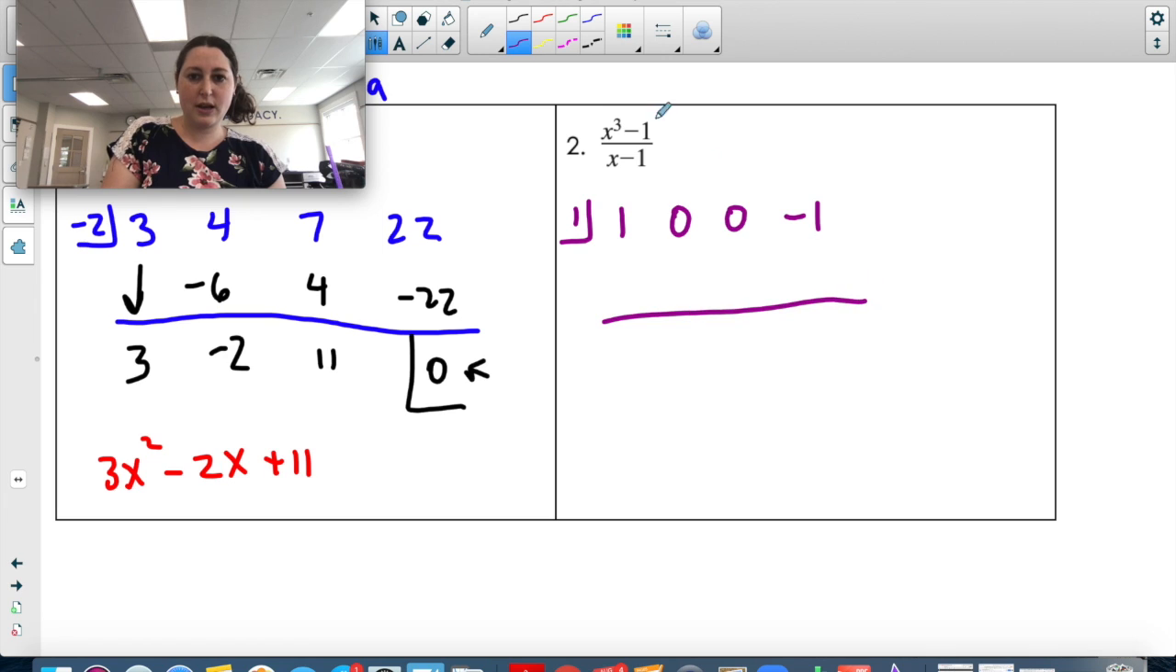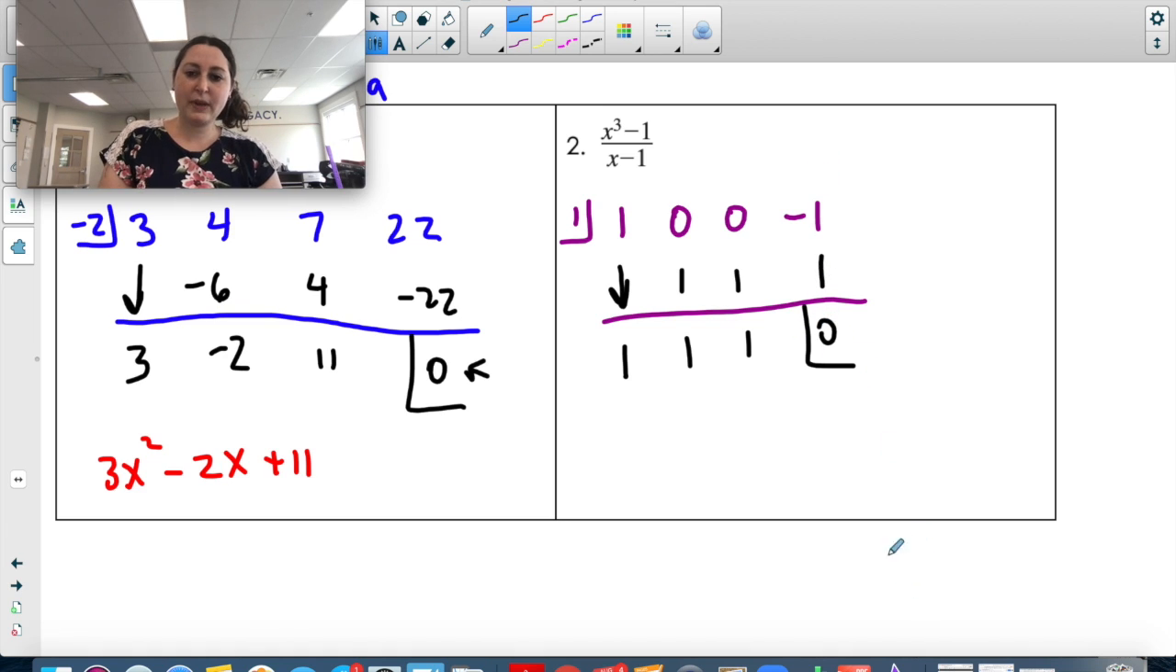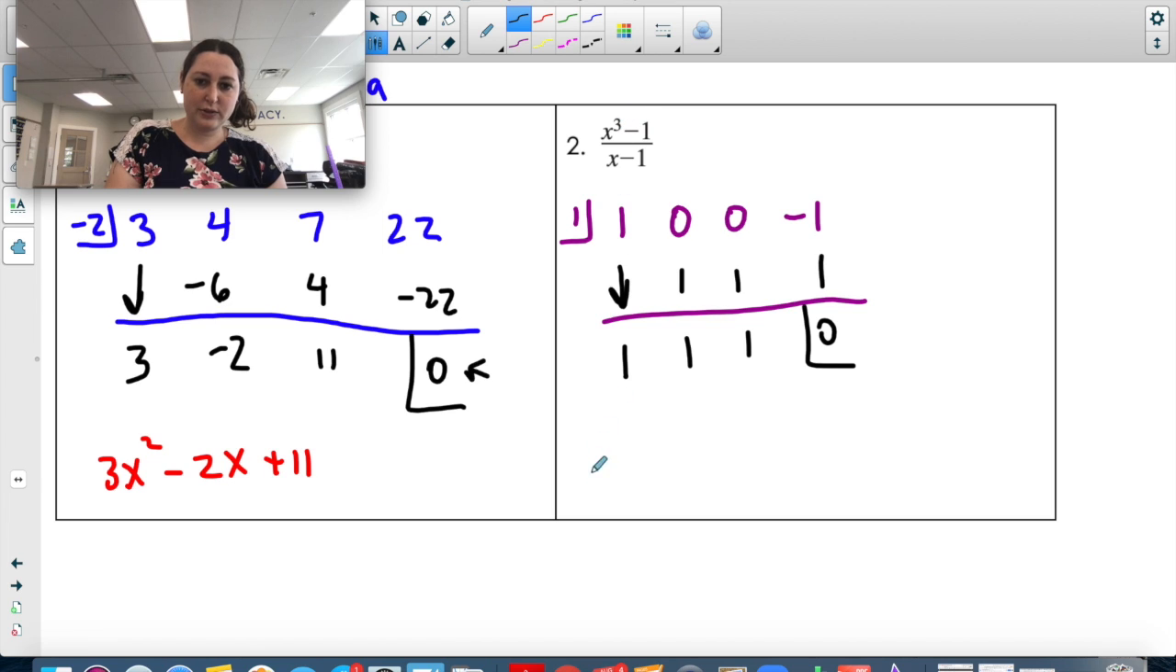Leave a space, draw a line, bring down the first term. Multiply, add, multiply, add, multiply, add. That's our remainder. Look at that, they're all 1s. We start with x to the third, so it's x squared plus x plus 1. And that would be your quotient.